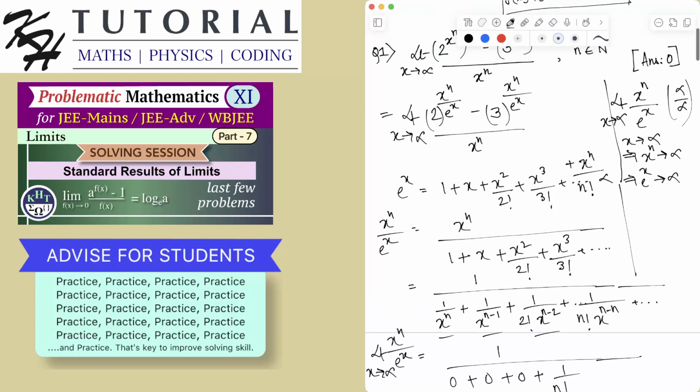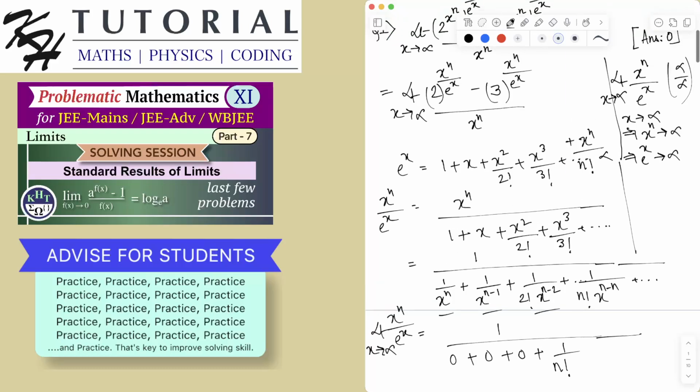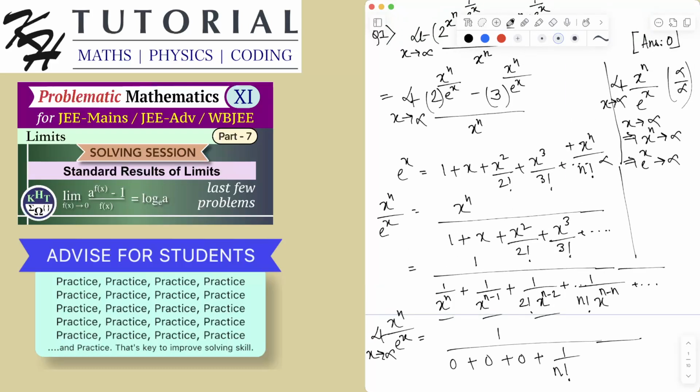N is a natural number. Still the denominator will tend to infinity when x is tending to infinity. No, I don't think I will be able to properly use the expansion series of e to the power x.